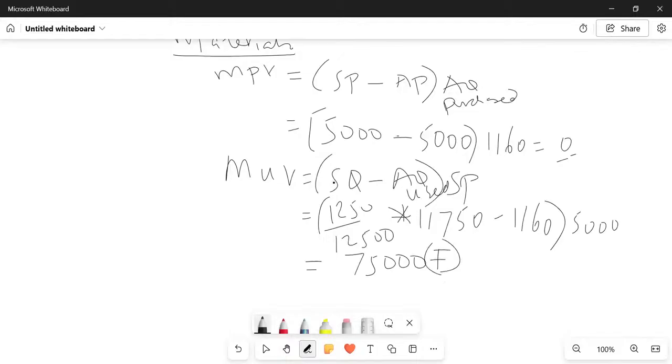Now we are through with the materials. The next one will be variable overheads. And the variable overheads shall begin with what here? Somebody, variable overhead expenditure, isn't it? Variable overhead expenditure.